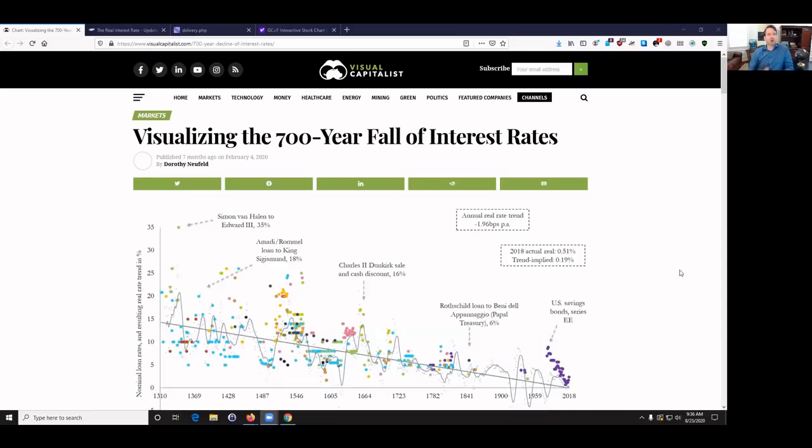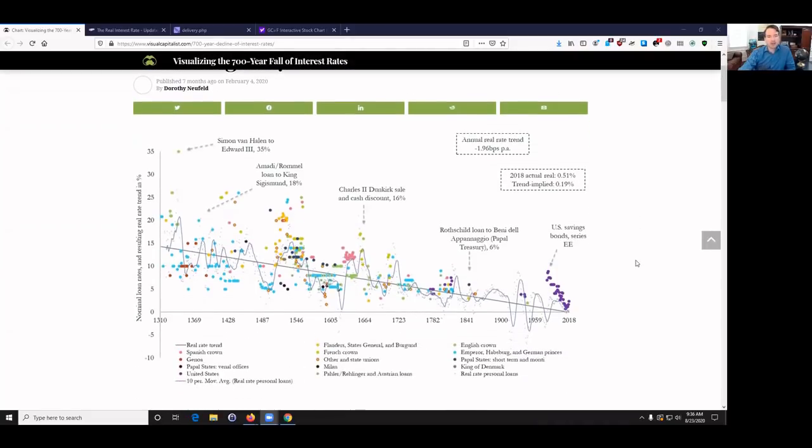We have this interesting chart from visualcapitalist.com depicting the 700-year fall of interest rates. Now, it's interesting to note that from 1310 to about the current time frame, 2018, there has been a smooth, sloping trend line down over those 700 years of lower interest rates. This is not a phenomenon that's occurred only in the US in the last 40 years or so. It's basically a 700-year trend.